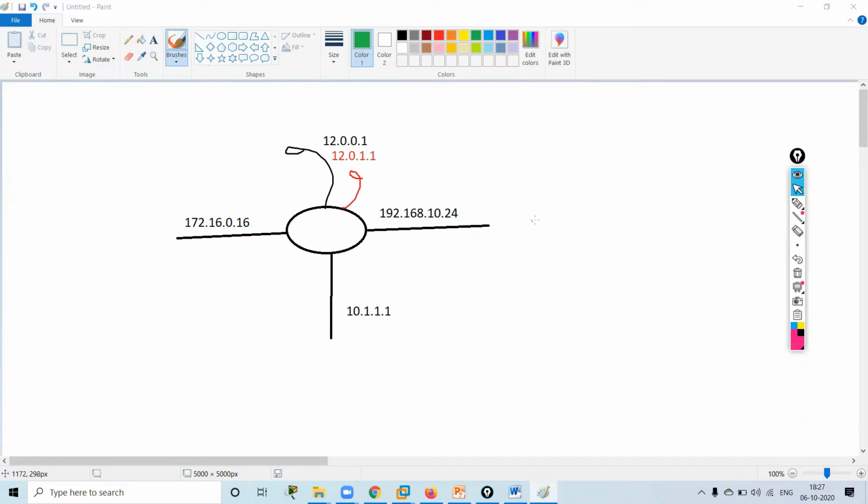Whenever the router is running OSPF, first of all, it will select the highest IP address of a logical interface as the router ID. Loopback is a logical interface. So what is the highest IP address? This is the highest IP address of the logical interface. This will become my router ID, RID, for this router.